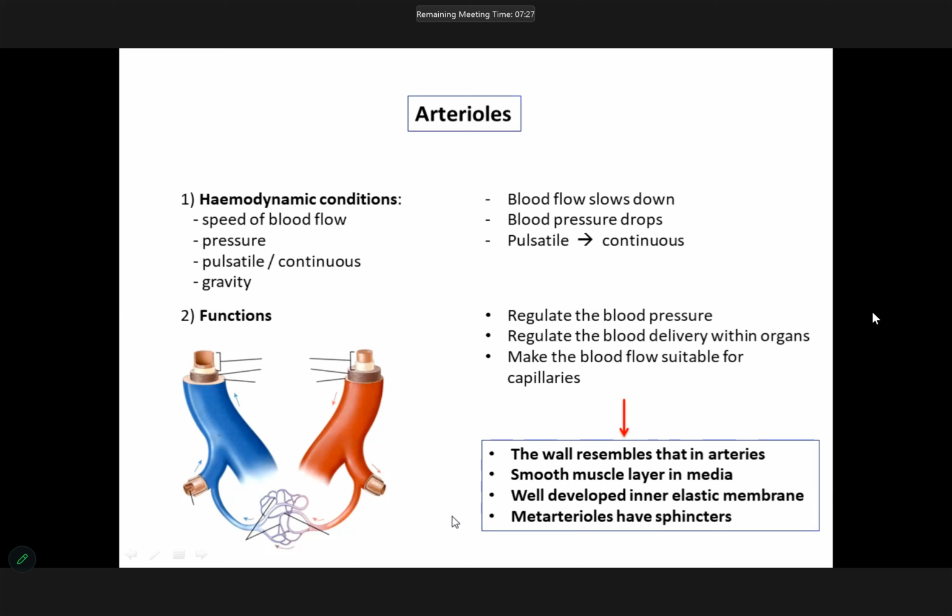So this is why the wall of arterioles resembles that in an artery. It has a well-developed muscle layer, one layer of smooth muscle cells in the media, a well-developed inner elastic membrane that prevents its collapsing, and metarterioles have sphincters. A metarteriole is the small arteriole between the arteriole itself and the capillary. So a metarteriole is just before the capillary.